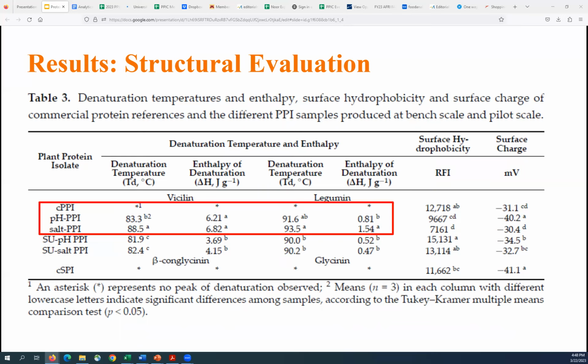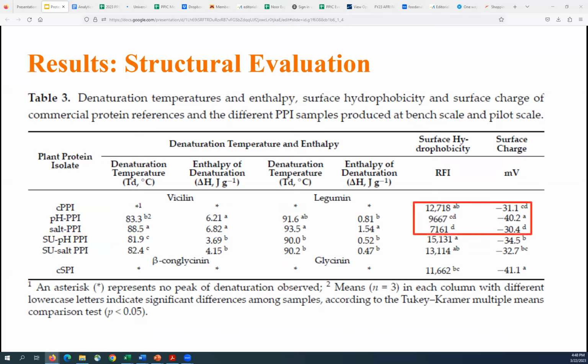Now let's look at surface hydrophobicity. There wasn't a significant difference between the surface hydrophobicity for the pH and the salt extraction, but there was a notable difference between the surface hydrophobicity from the benchtop extractions and the commercial pea protein isolate. And so we're thinking that more denatured state of that commercial isolate resulted in exposure of more of those hydrophobic interiors, thus giving a higher surface hydrophobicity.